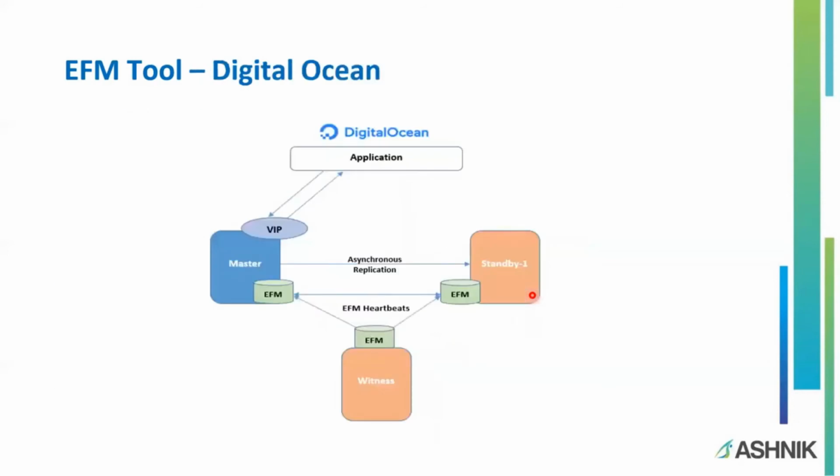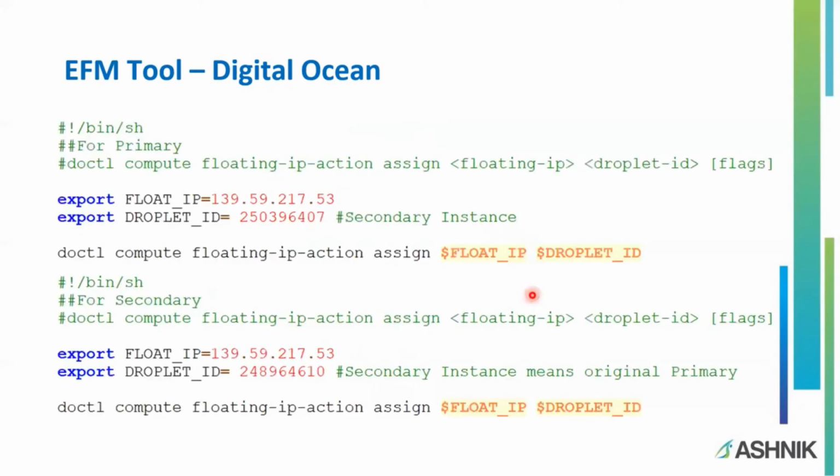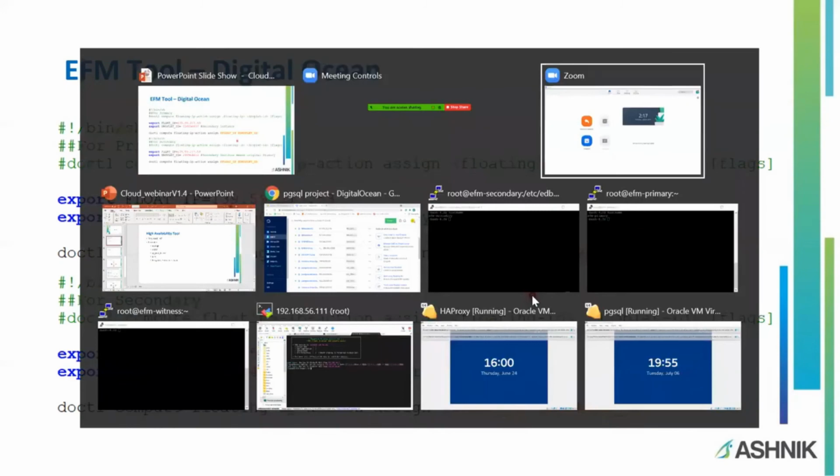This is the setup of EFM on DigitalOcean, where a virtual IP is possible to get on the VMs. For the virtual IP assignment from master to standby in the event of auto failover, I have written and attached the fencing script with EFM. And this is my fencing script for primary and secondary. These scripts will assign the virtual IP to the active or master node in the event of auto failover. So now let's see these things in the demonstration.